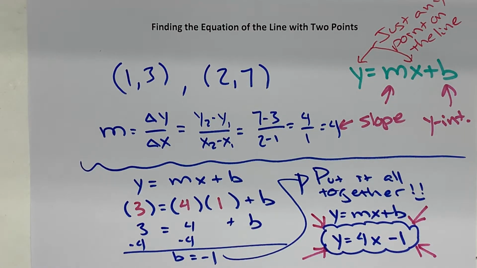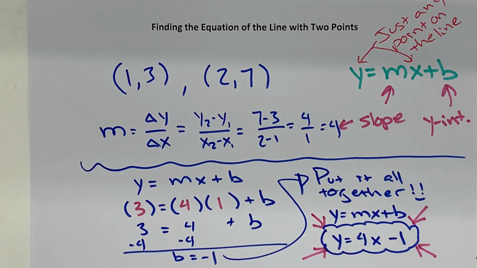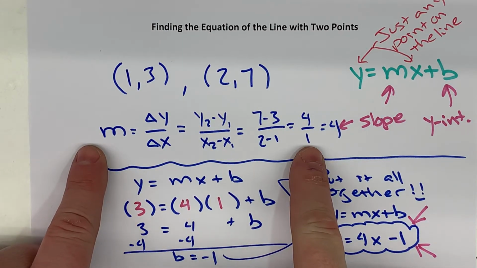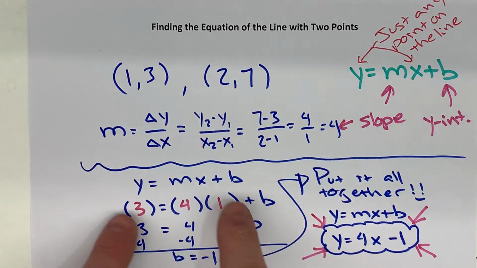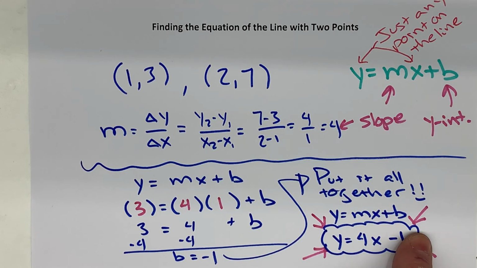All right, cool. So what do we got? Just to recap, finding the equation of the line when you're given 2 points. So I had the 2 points. First, I find the slope. And then using that slope in one of these points, I solve for the y-intercept. And then once I get the y-intercept, I put it all back together. Y equals mx plus b, I put in the slope and the y-intercept. Y equals 4x minus 1.